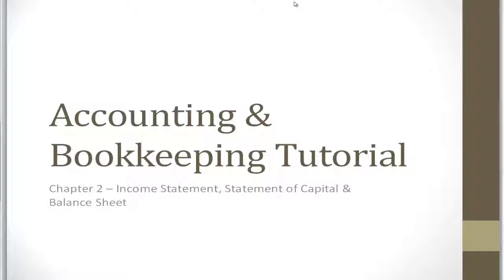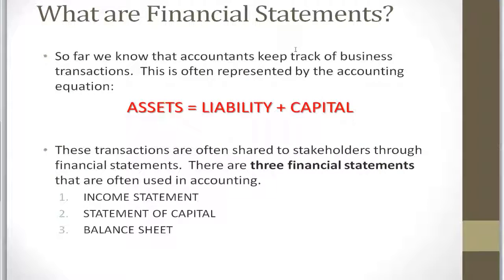This is chapter 2 of the accounting and bookkeeping tutorial. Today we're going to talk about income statements, statement of capital, and the balance sheet. So far we've known that accountants keep track of business transactions, and this is often represented by the accounting equation. Assets equal liability plus capital.